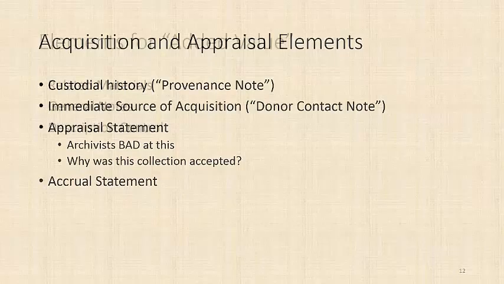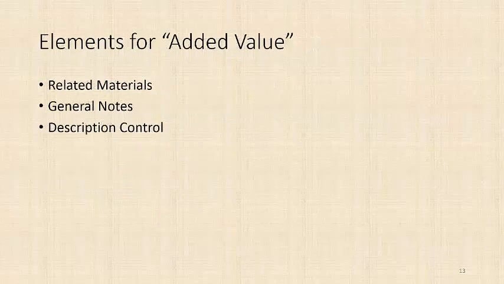For added value finding aids, there are related materials elements, that is, where are the locations of originals or where are the locations of copies, plus a statement about what publications have been made from the collection itself. Is it a book that heavily used the collection? Make a note about that under related materials. Is there a website that publishes a part of a collection? Then make a note about that under related materials.